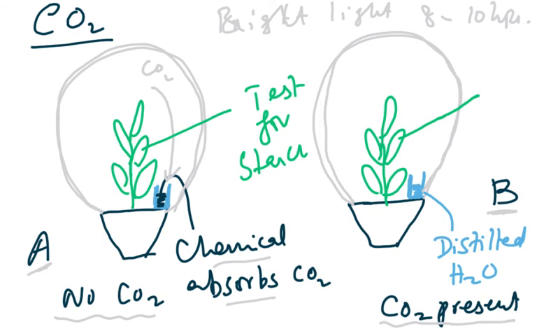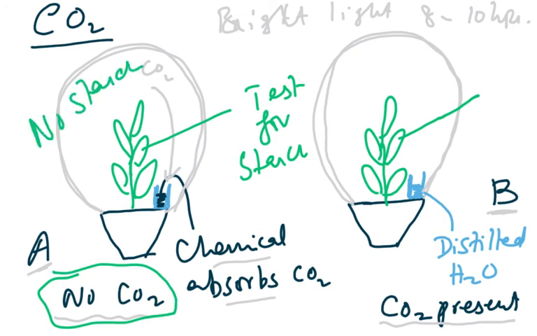So now as you know, this one did not have any carbon dioxide, so no starch. And this one of course had carbon dioxide because we placed distilled water here, so in this one starch will be present. And we will do the same 4 steps to test this leaf for starch, which we have talked about in an earlier experiment.